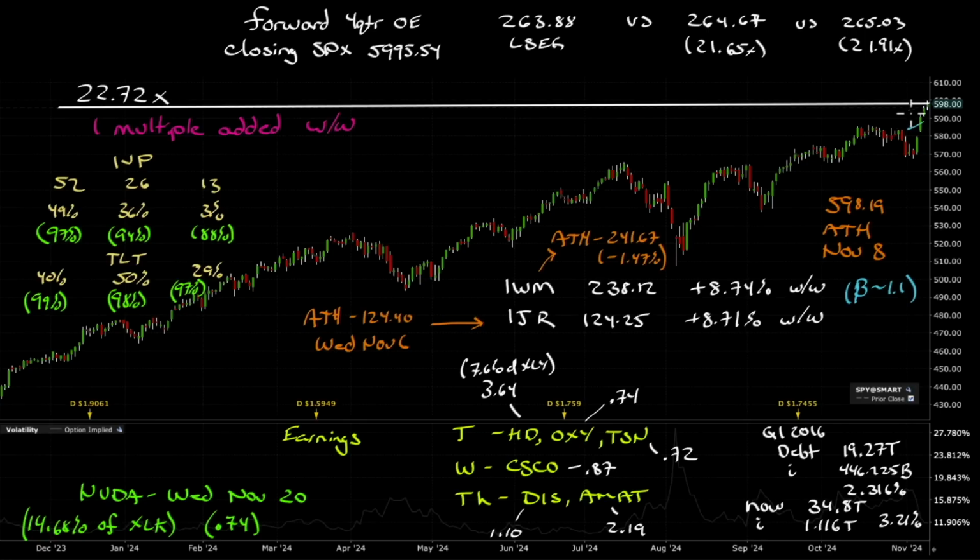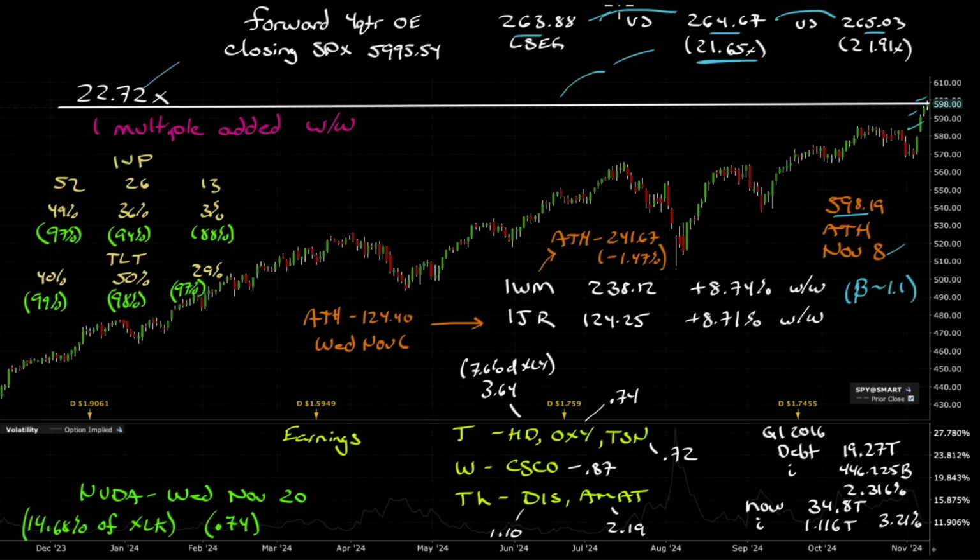Wednesday all-time high, Thursday all-time high, Friday all-time high, 598.19, all-time high November 8th on that one. Forward 4-quarter operating earnings 263.88. Last week was 264.67. The week before, 265.03. A step down, a step down. The market, a step up, a step up. You can see what's going on there. So 21.65 times forward earnings. We've added a whole multiple in 1 week on earnings estimates, operating earning estimates coming down. Not a lot, but still wrong direction.